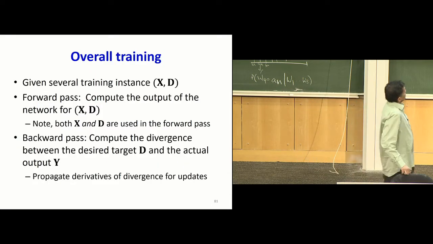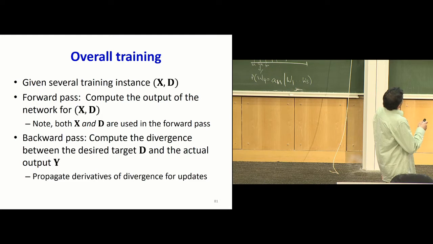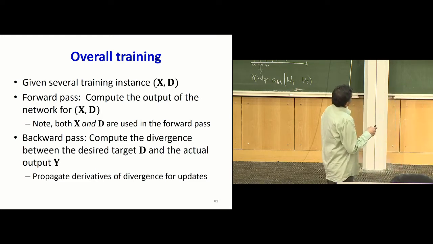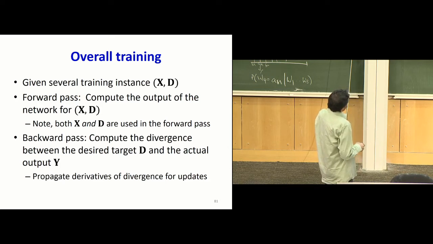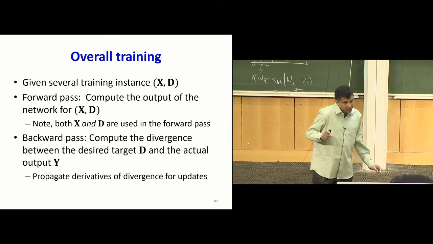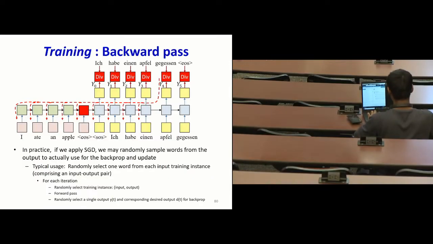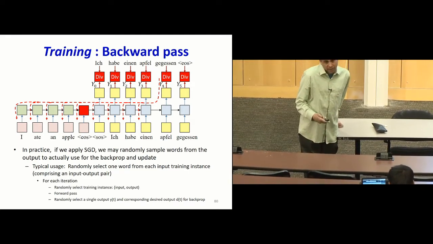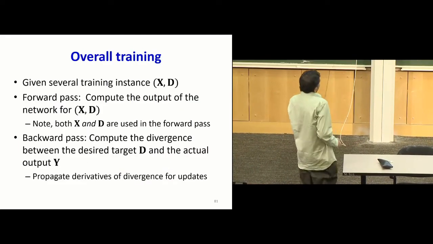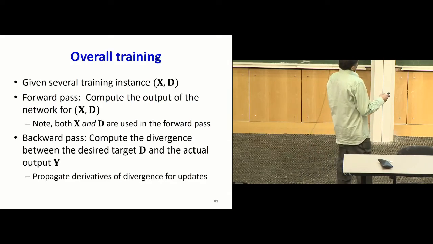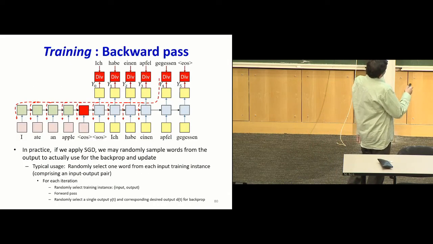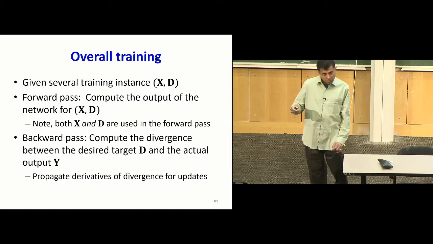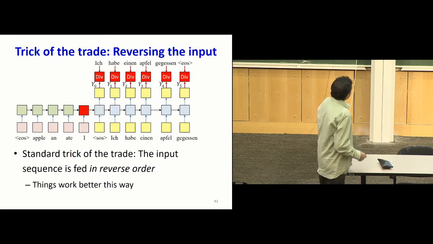So the overall training looks like this. You are given several training instances, input and output. In the forward pass, you compute the output of the network for X and D. Observe that when you're computing the forward pass, you're using both the input and the target output as inputs to the network. In the backward pass, you compute the divergence between the desired output and the actual output and propagate the derivatives of this divergence for updates.